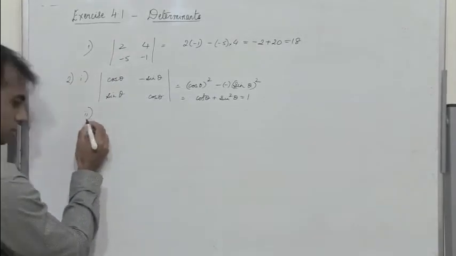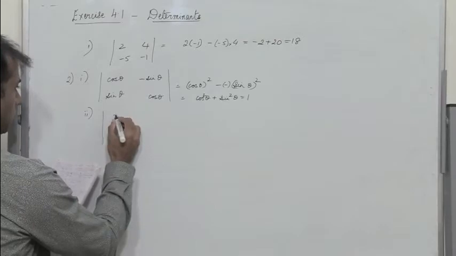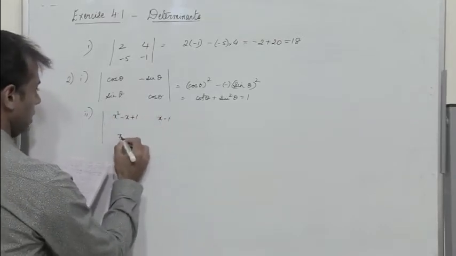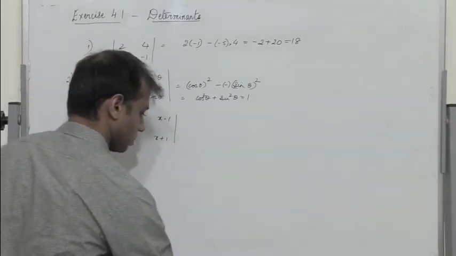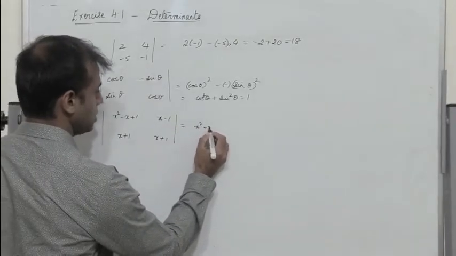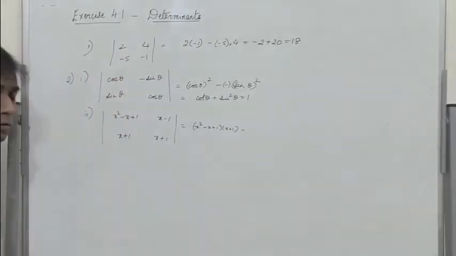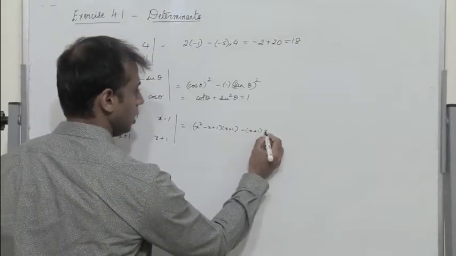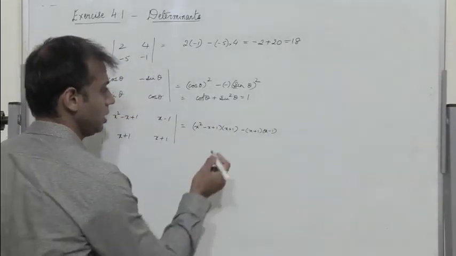Next, the second one, find the value of the determinant x square minus x plus 1, x minus 1, x plus 1, x plus 1. So again multiply these two. So we get x square minus x plus 1 into x plus 1, minus of, multiply these two elements, so we have x plus 1 into x minus 1. Right? So now let me multiply the individual elements.